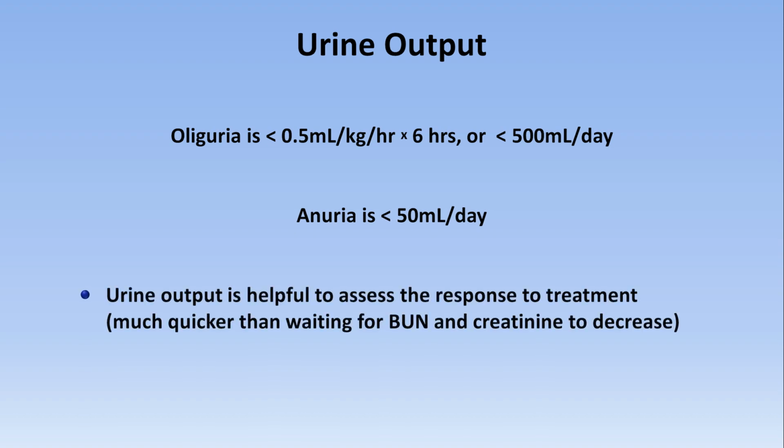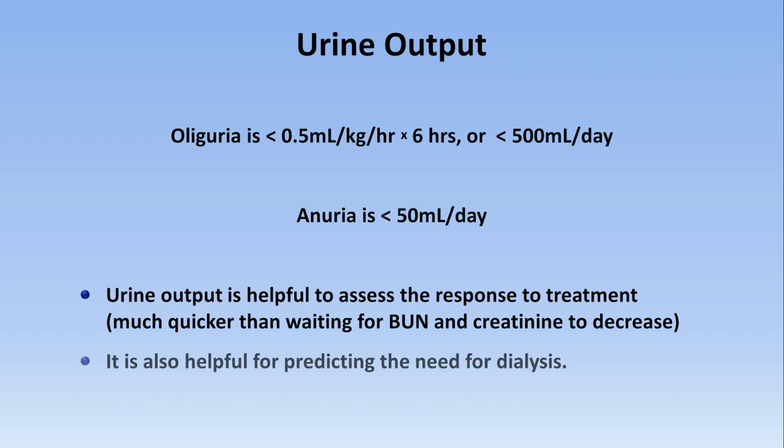Urine output helps to assess the patient's response to treatment, as it's much quicker than waiting for the BUN and creatinine to decrease during serial rechecks. It's also helpful for predicting which patients will need dialysis.